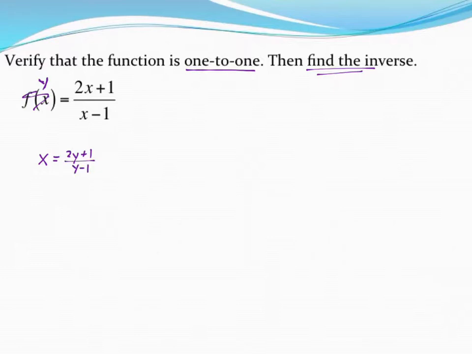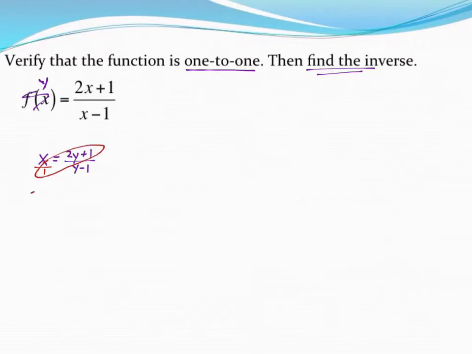Now this technically is the inverse function, however we like our functions solved for y, so I'm going to need to do some rearranging and some work. First, I'm going to rewrite this problem with x over 1, because when I see a proportion, it reminds me of cross multiplying, and in fact that's what I'm going to suggest we do to begin.